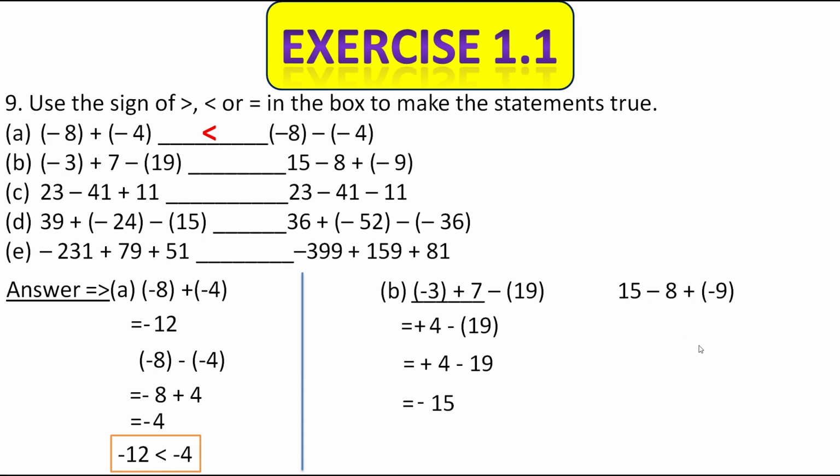Now we will solve the next side, that is 15 minus 8 plus of minus 9. Okay, now first we will solve these two. 15 minus 8 is equal to 7, as the bigger number's sign is plus, so we will give plus to the 7. Now here as the plus sign is there, it will remain as it is. So as both of them have different signs, 9 minus 7 is equal to 2, and here 9 is bigger and it has a minus sign, so we will give a minus sign to the answer.